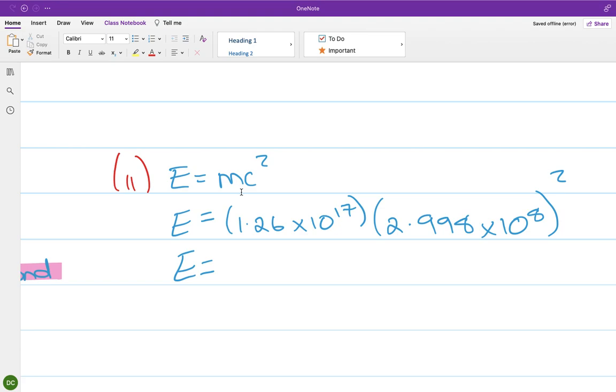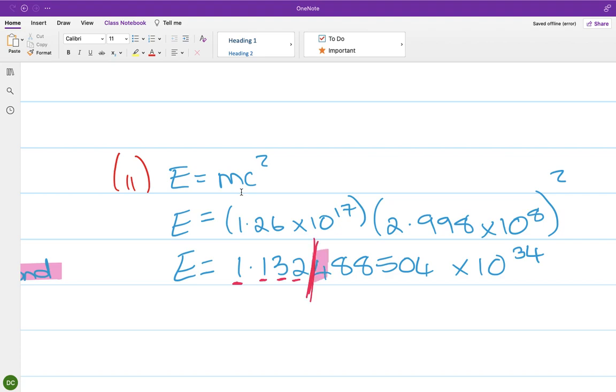So I am getting 1.132488504 by 10 to the 34. We want 4 decimal places, or no, we don't. We want 4 significant figures. So start at the very beginning. 1, 2, 3, 4, and stop. Is the 4 strong enough? It isn't. So we just lose these numbers. And it's 1.132 by 10 to the 34 is the energy.